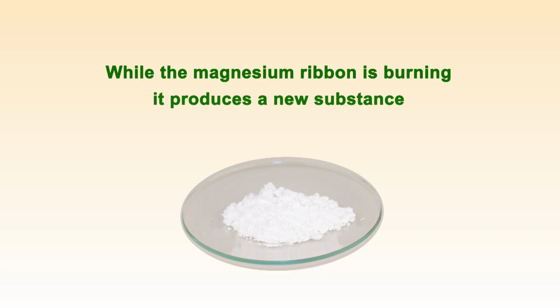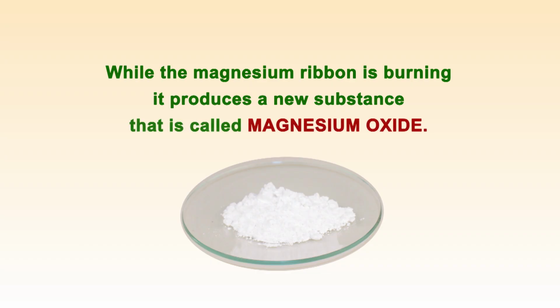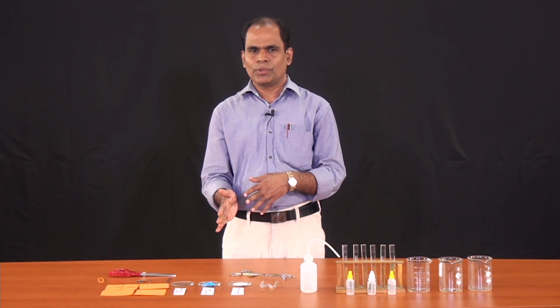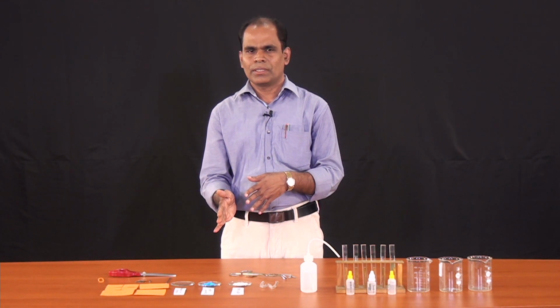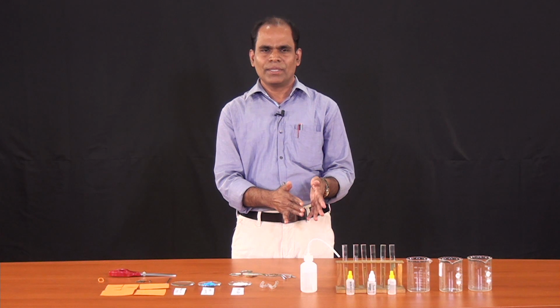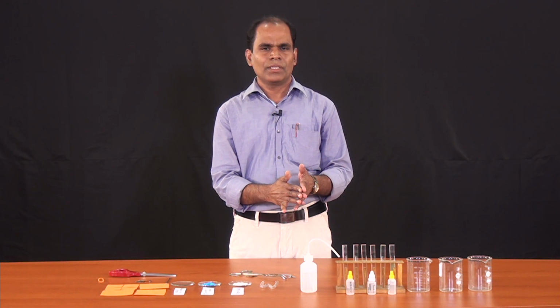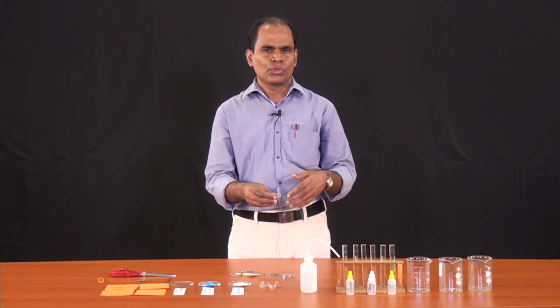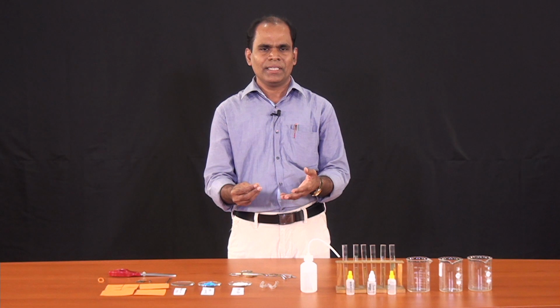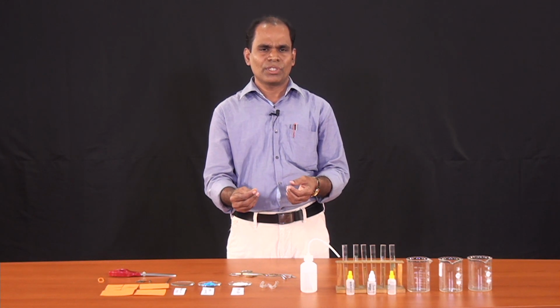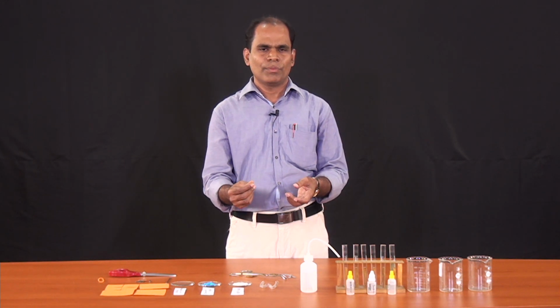What are those ashes called? Can anyone tell? These are called magnesium oxide. Do you think this magnesium oxide ash which is produced is same as the original magnesium ribbon we have taken? Certainly no. So what do you observe here? While the magnesium ribbon is burning, it produces a new substance that is called magnesium oxide.